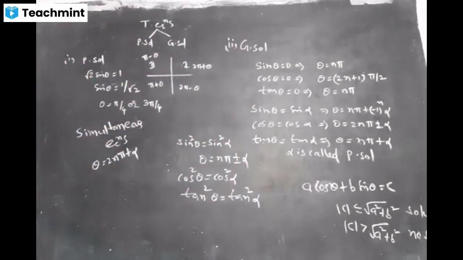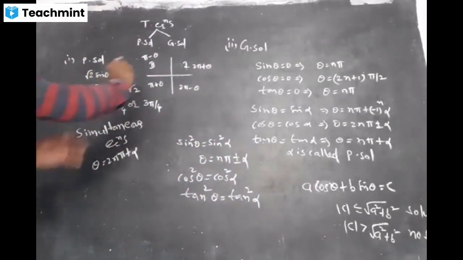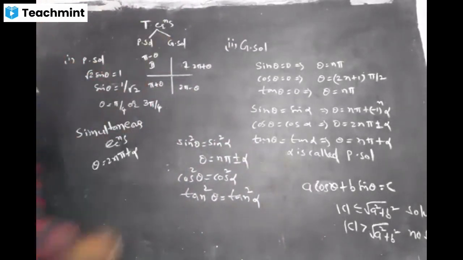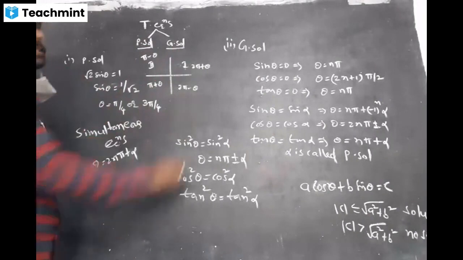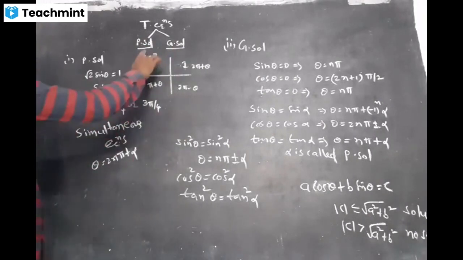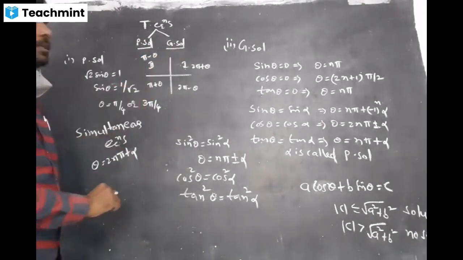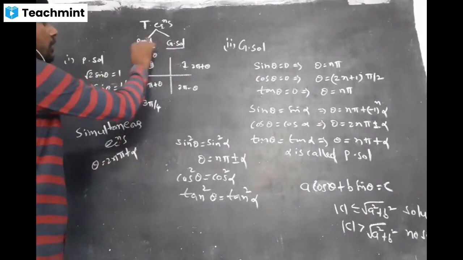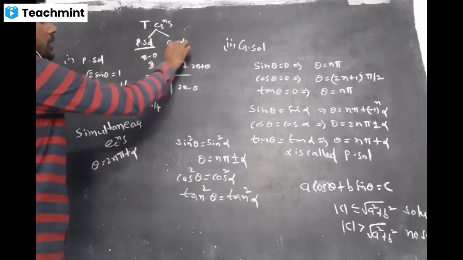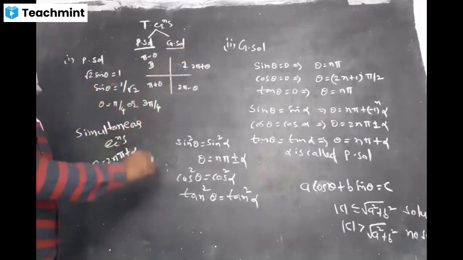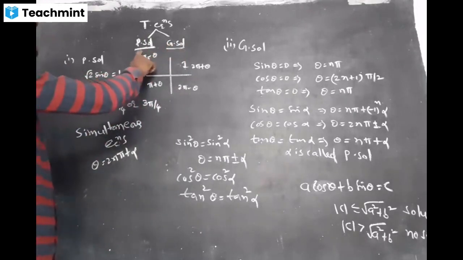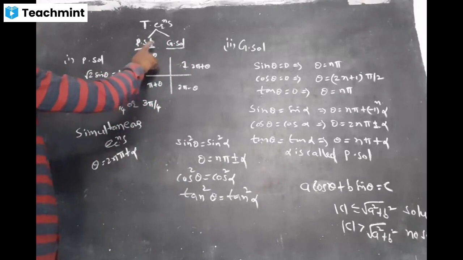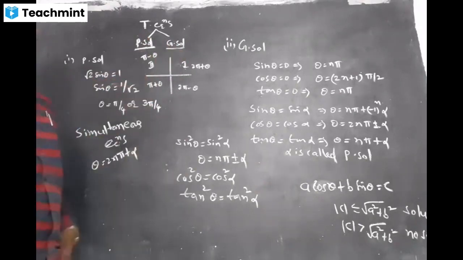So today our class is trigonometric equations. Trigonometric equations are of two types. One is principal solution and another one is general solution. The general solution always depends on the principal solution, but the principal solution cannot depend on the general solution.